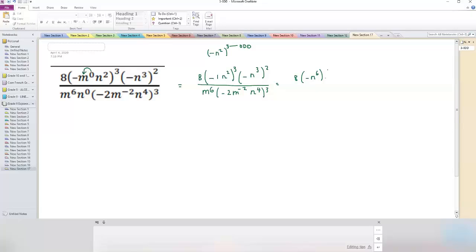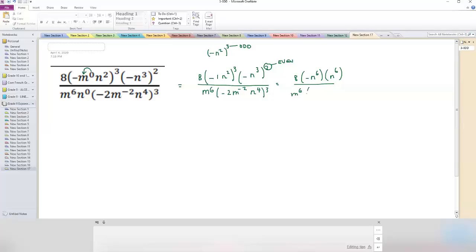Next. Now, the 2 here is an even number. Since it's an even number, right away the negative becomes positive, and n becomes n to the power of 6, over m to the power of 6.